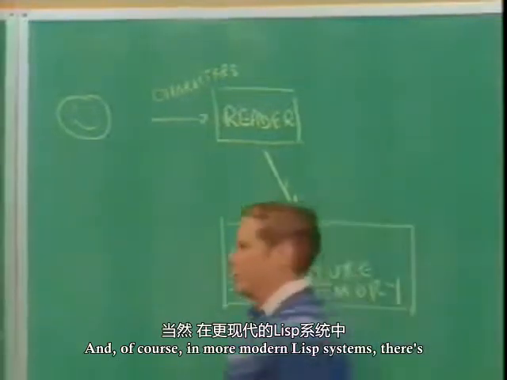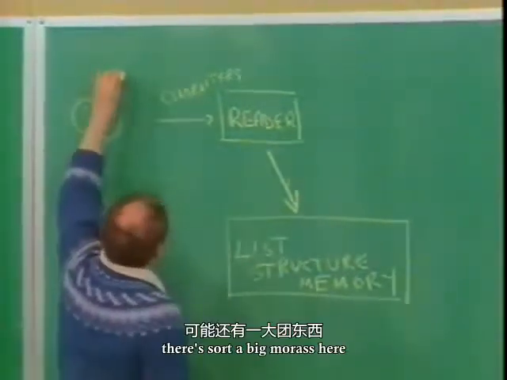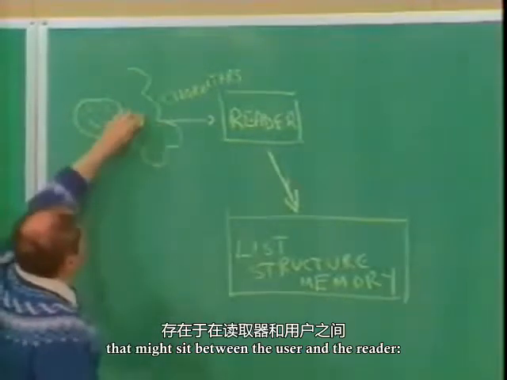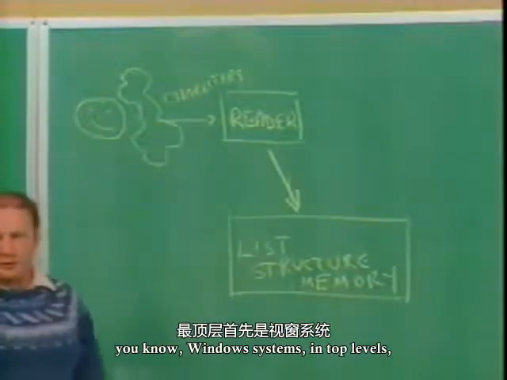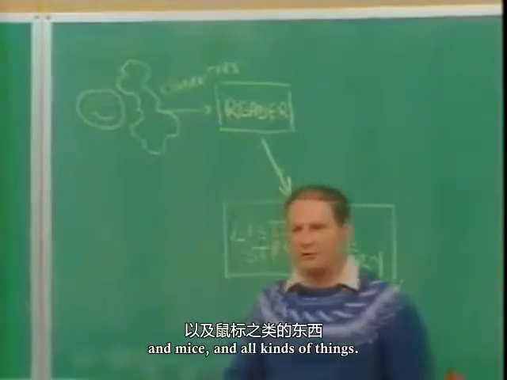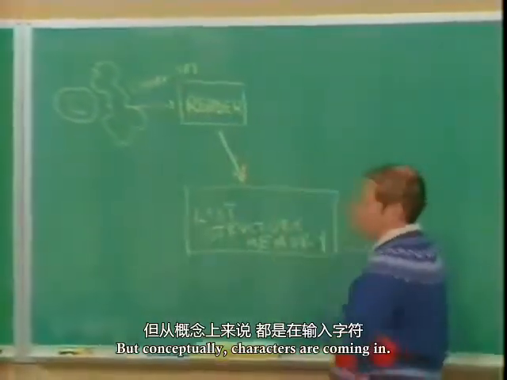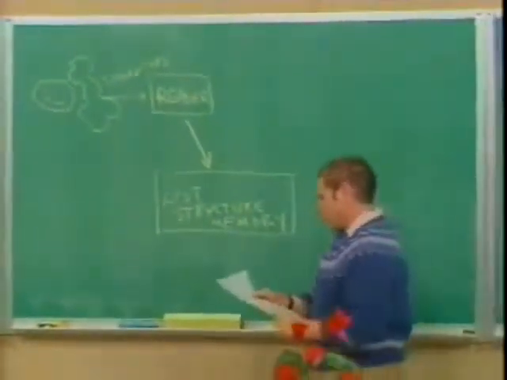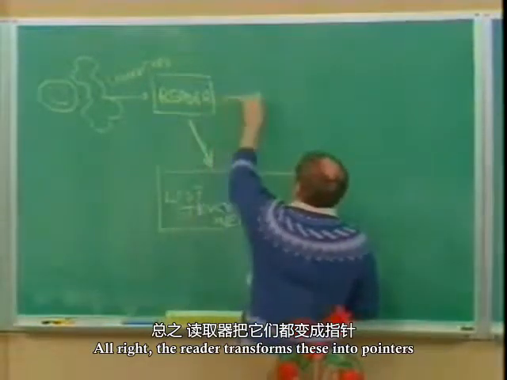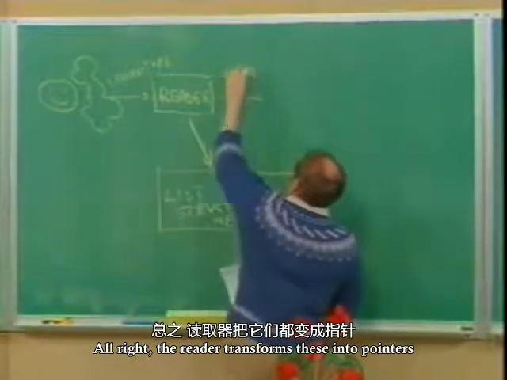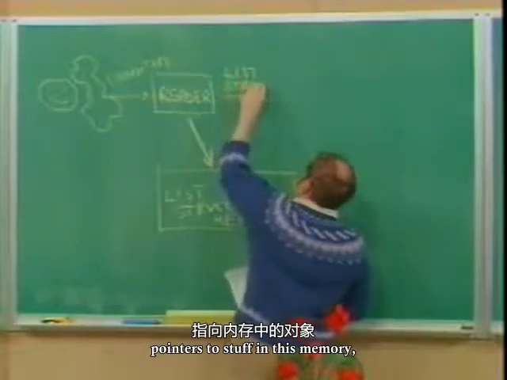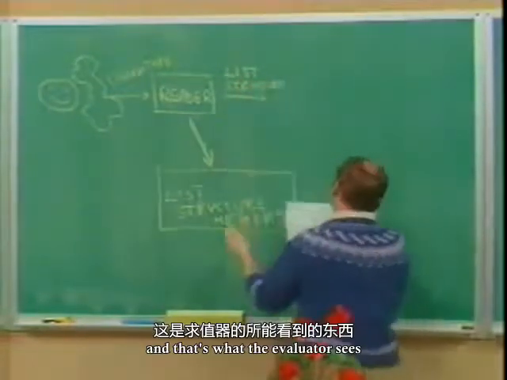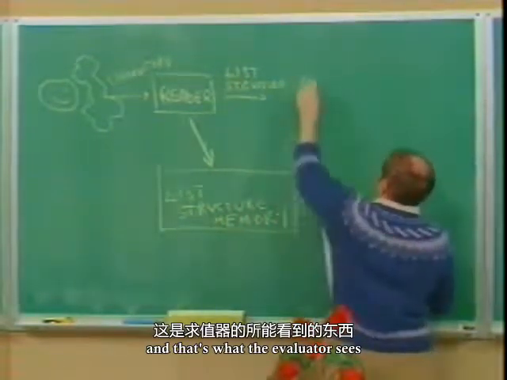So by the time the evaluator is going, there are no characters in the world. And of course, in more modern Lisp systems, there's sort of a big morass here that might sit between the user and the reader. Windows systems and top levels and mice and all kinds of things. But conceptually, characters are coming in. Right? The reader transforms these into pointers, right? Pointers to stuff in this memory. And that's what the evaluator sees.